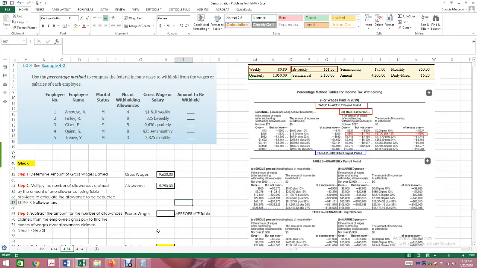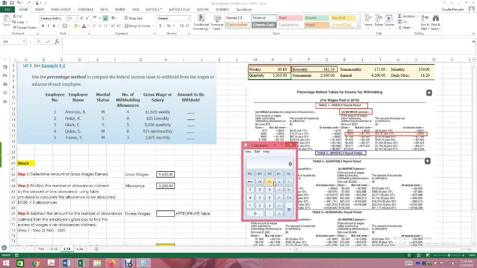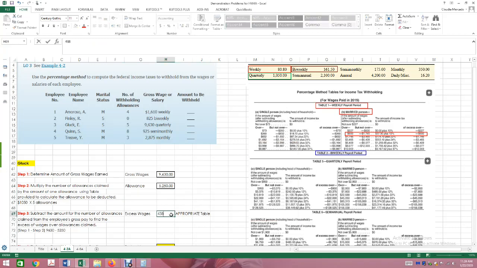Now that we have that, we do step number 3, which is subtract step 1 from step 2. So it'll be 9630 minus 5250. So that will give me what? 9630 minus 5250. That will give me 4,380. That represents the amount that is taxable for federal income tax purposes.